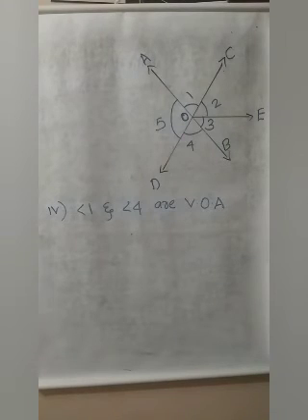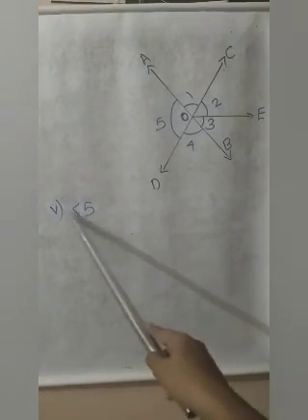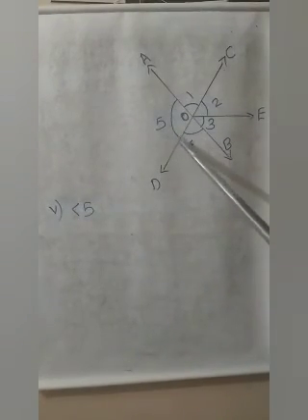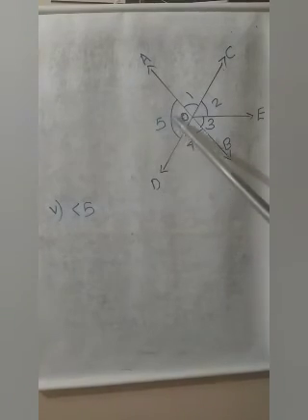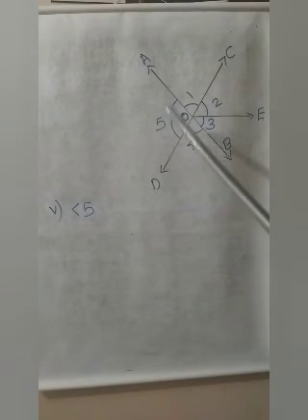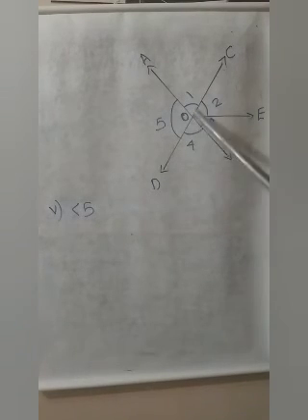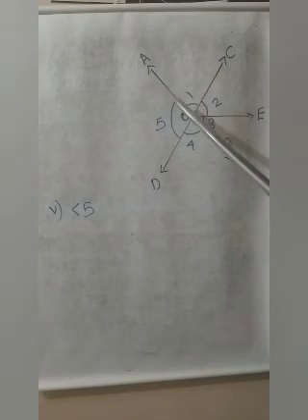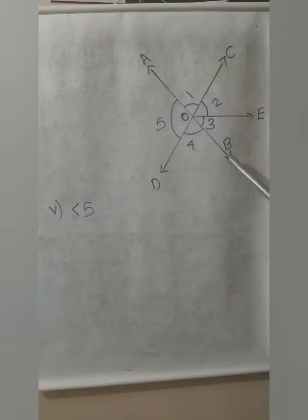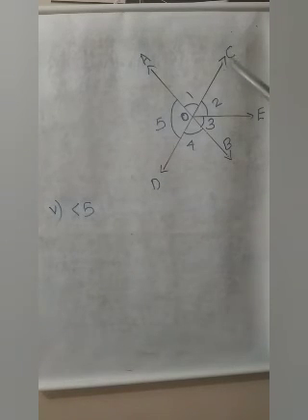Question, which is the vertically opposite angle of angle 5? So this is angle 5, isn't it? So what is the vertically opposite angle of this 5? By looking at the figure, in order to find out the vertically opposite angle, here 5 is between which 2 rays? AO and OD, isn't it? So extend those rays. When we are extending OA, what are we getting? OB. And when we are extending OD, what are we getting? OC.